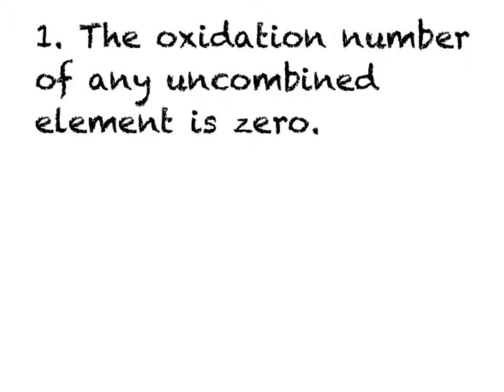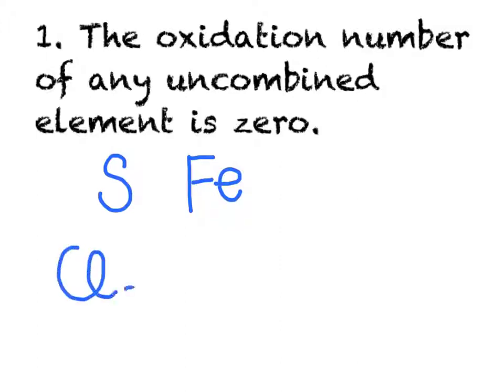Rule number 1, the oxidation number of any uncombined element is 0. So that means it's an atom on its own, it hasn't bonded to anything else. That could be something, for example, like sulfur or perhaps iron, any element that can exist on its own. Don't forget about the elements that like to exist as pairs, so the diatomic molecules, they are also going to have an oxidation number of 0. That would be things like your halogens, like chlorine, for example, would exist as Cl2, or hydrogen, oxygen, and nitrogen. Remember, any of the gens are diatomic molecules: hydrogen, oxygen, nitrogen, and the halogens.